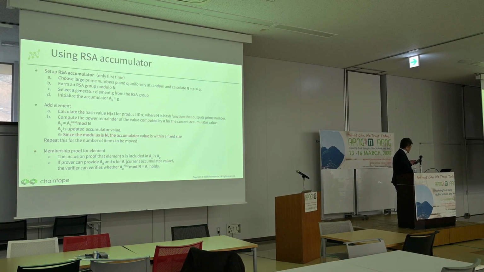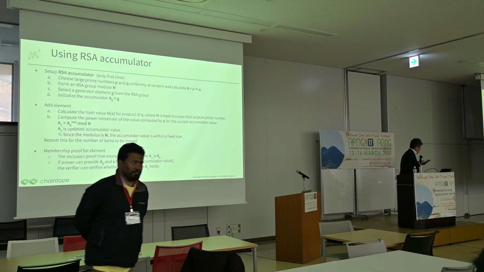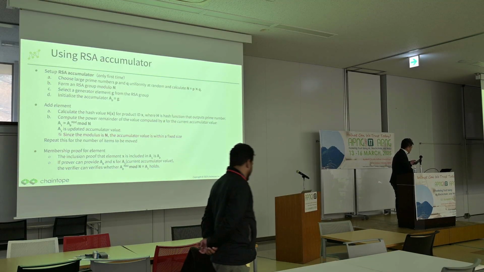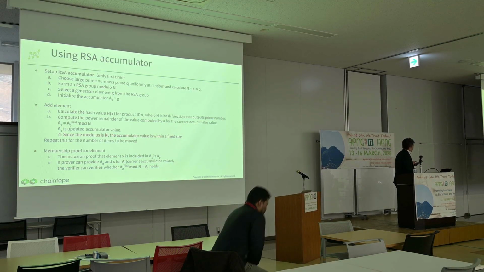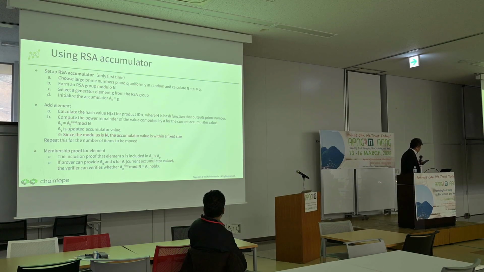So choose large prime numbers P and Q uniformly at random and calculate N = P multiplied by Q. From the RSA group with modulus N, select a generator element G. Then initialize the accumulator: A0 is equal to G.